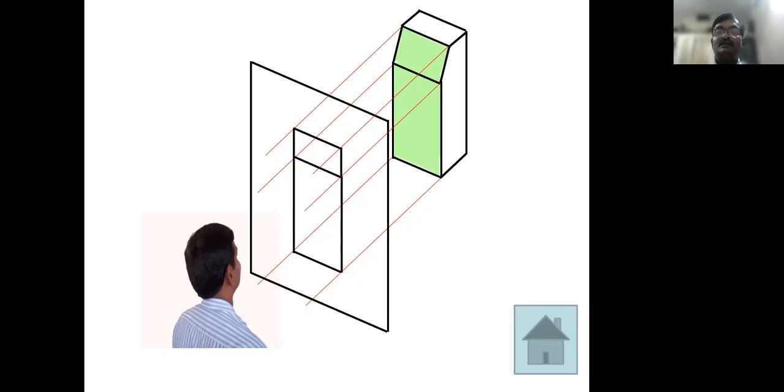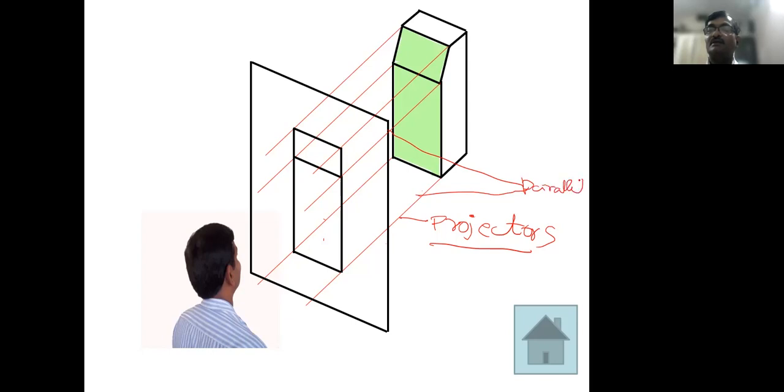Here this is called a view, and these rays are called visual rays, or also projectors. These are all called projectors. The rays are parallel to each other. These rays are all parallel. Visual rays are parallel. So here we get only length and height.